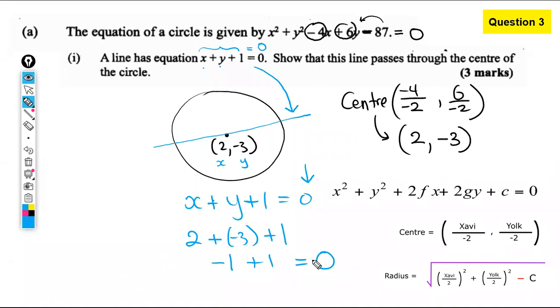So I suspect quite a few people knew how to get the center. They just didn't know how to prove it was on the line. And now you know. So take 20 seconds and we will move on.